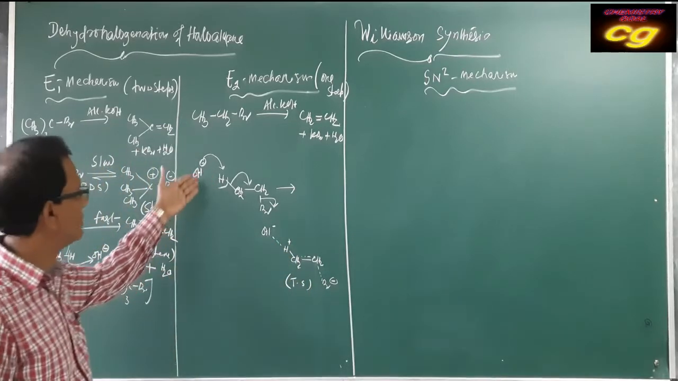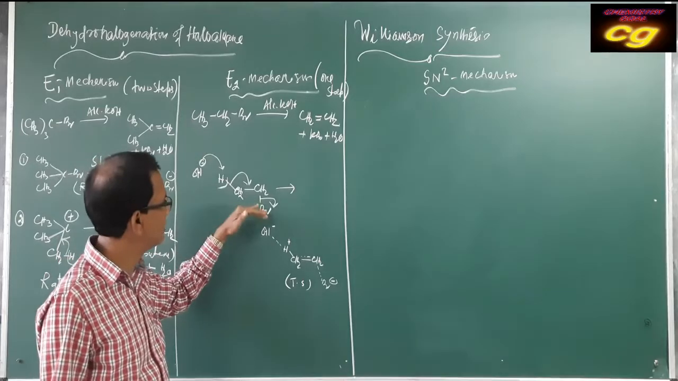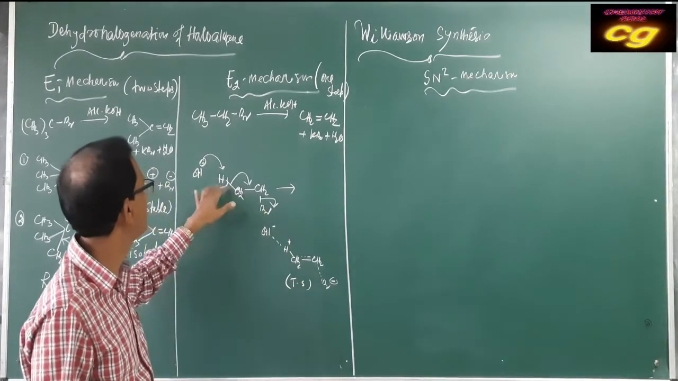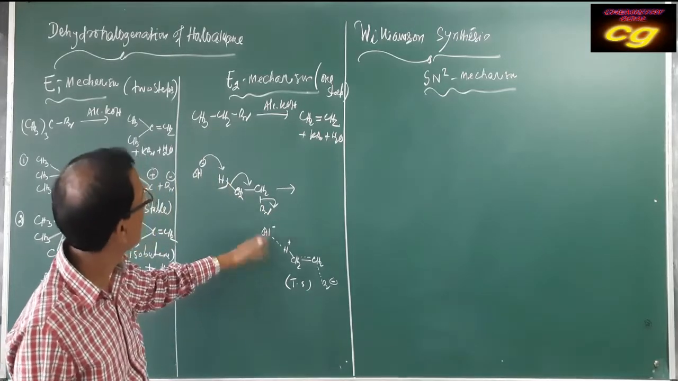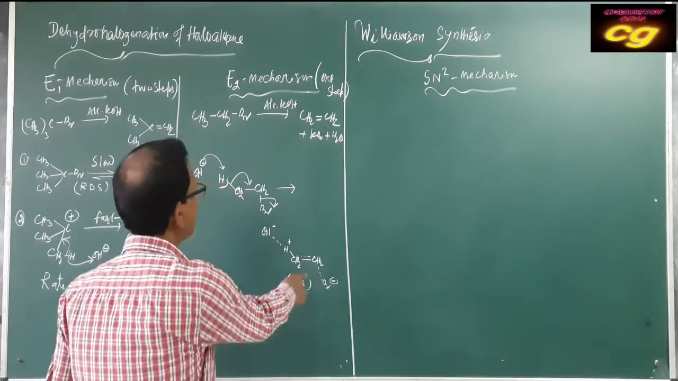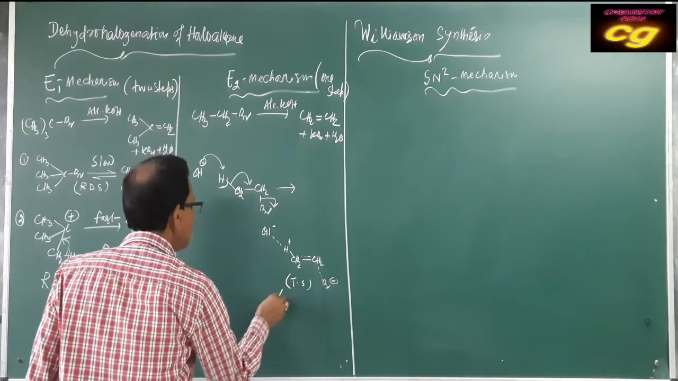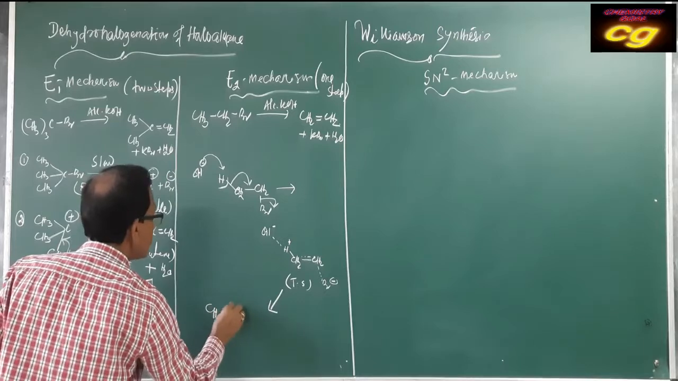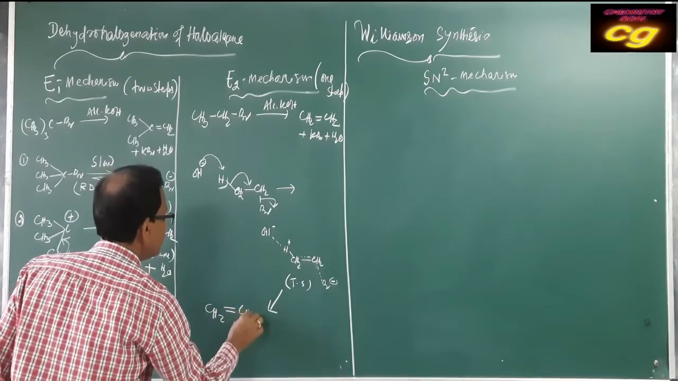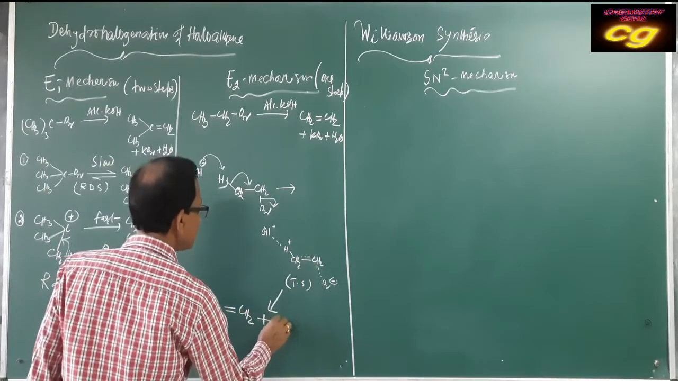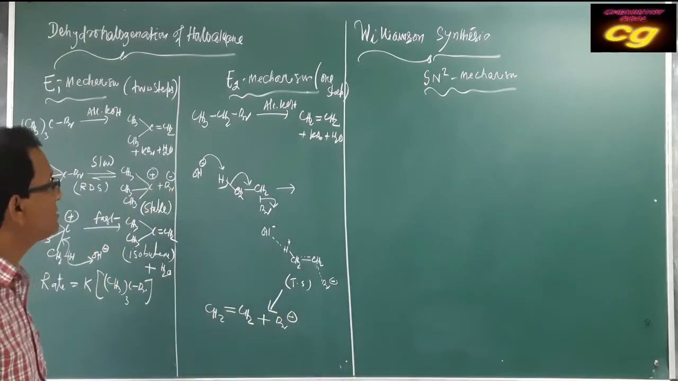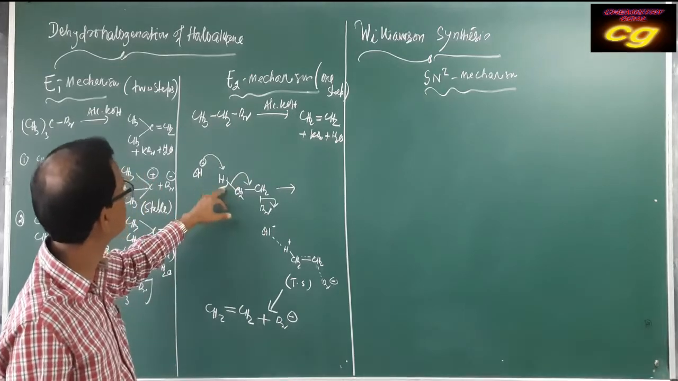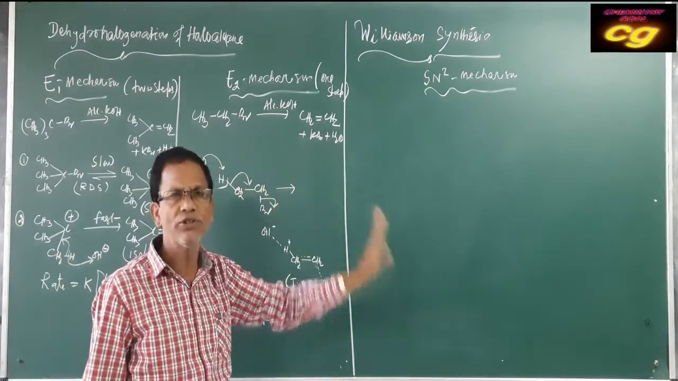The loss of H plus and loss of Br minus occur at the same time. This H plus is taken by the base. Attacking of base and releasing of leaving group occur at the same time through the transition state. So the result will be formation of CH2=CH2, H plus, then Br minus. Br minus and the available K plus become KBr. Then the H plus is taken by OH minus, forming water. So this is the mechanism.